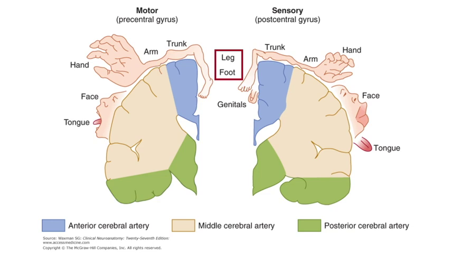The blue areas on the picture are supplied by the anterior cerebral artery, and the neurons of the blue areas control the leg and trunk muscles of the body. Therefore, the ACA provides blood supply to the leg and trunk areas.